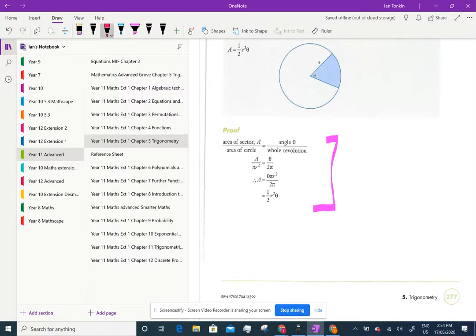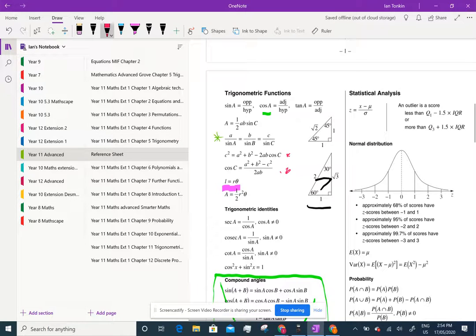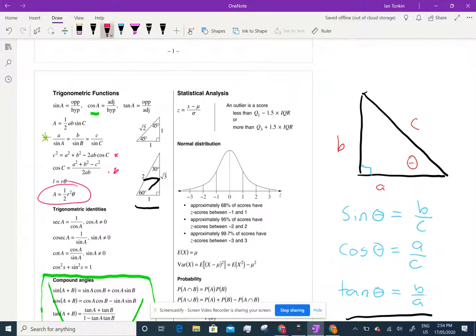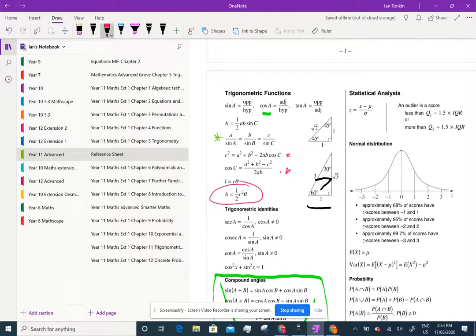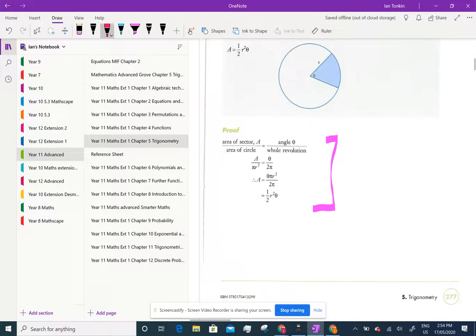Let's go and have a look and make sure we can see it. And here it is, just here. But remember, that only works when theta is in radians. Okay? When theta is in radians. Well, let's go back and now apply this here. And this is pretty easy.